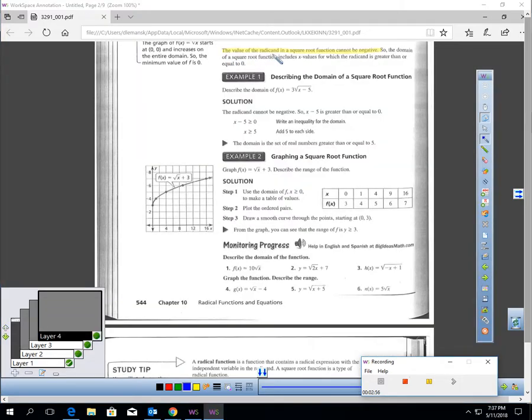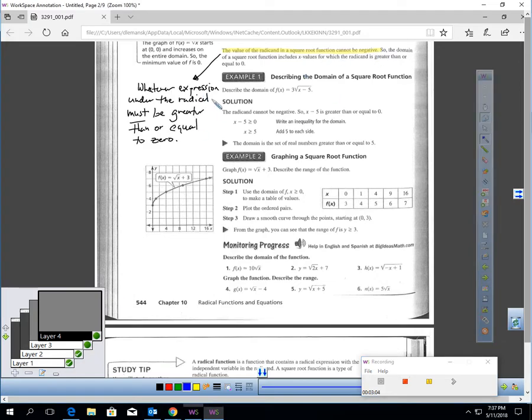The value of the radicand in a square root function cannot be negative. So again, what that's saying is I can't have a negative underneath a radical because it gives you no solution. It can't be calculated. So whatever expression is under the radical must be greater than or equal to 0. That's what that statement that I highlighted in yellow is telling you. Underneath the radical, that must be greater than or equal to 0 at all times.